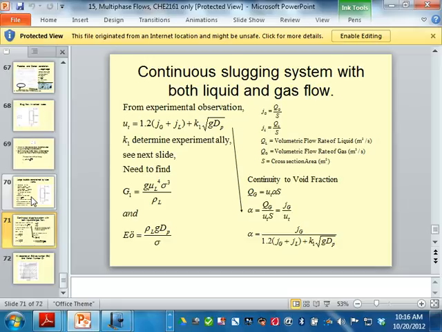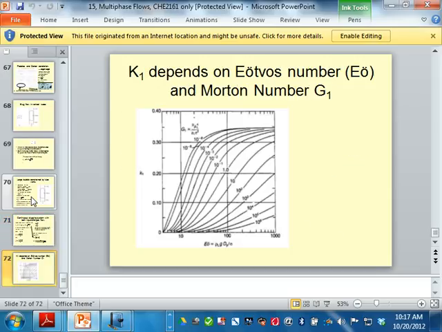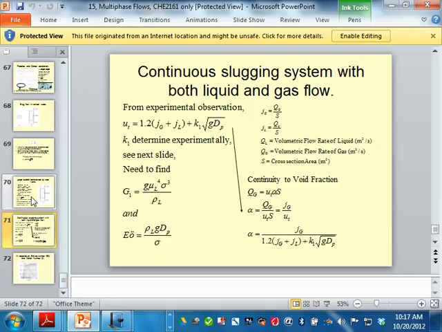D is the diameter of the pipe, right? So K1 you have to look up, and it's dependent on these two numbers here. These are two dimensionless numbers. It's just applying an experimental correlation.